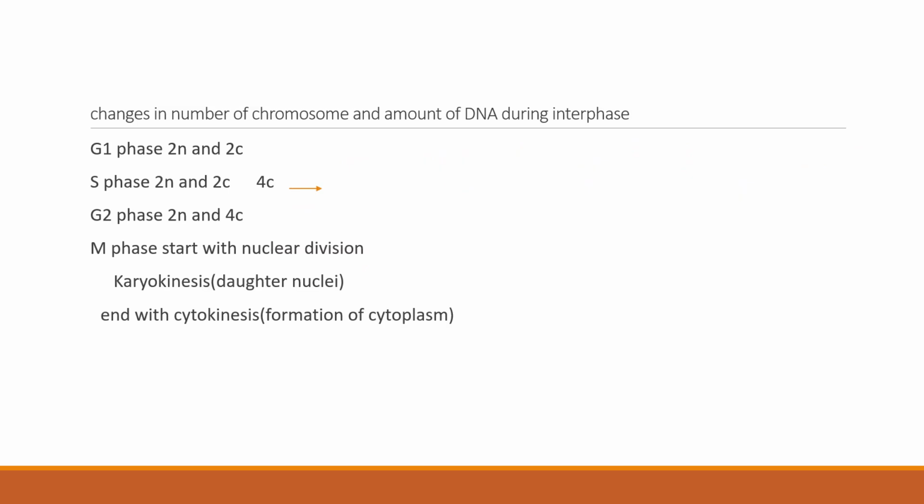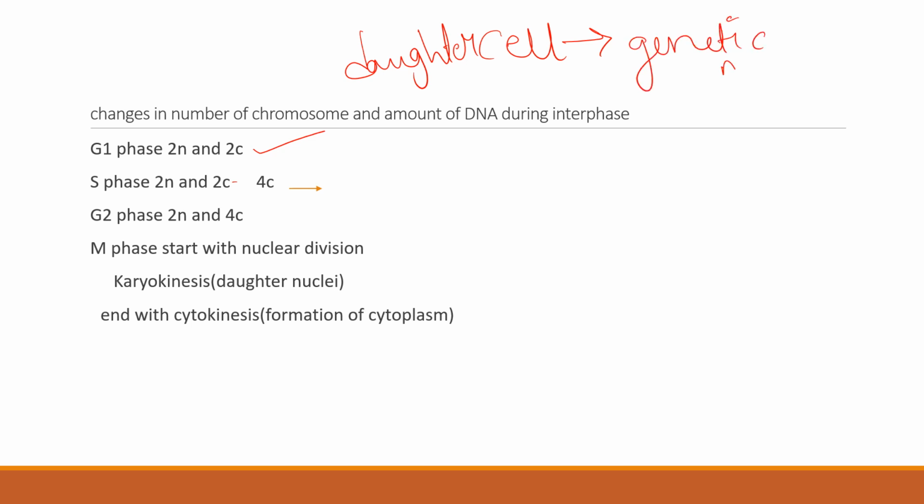Now, what are the changes in the number of chromosomes and amount of DNA during interphase? As I have mentioned earlier, for any cells, when the daughter cells are formed, they need new chromosomes and new DNA or genetic material. Of course, then only the cell will survive, right? So in G1 phase, 2n indicates the number of chromosomes and 2c indicates the amount of DNA. So in G1 phase, the number of chromosomes and amount of DNA are 2n and 2c.